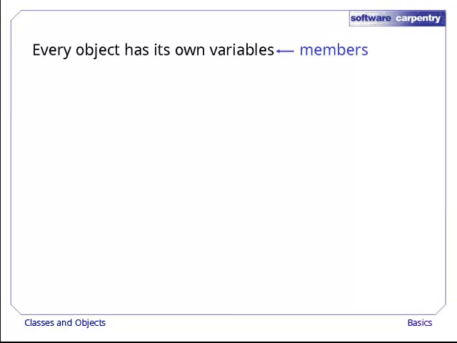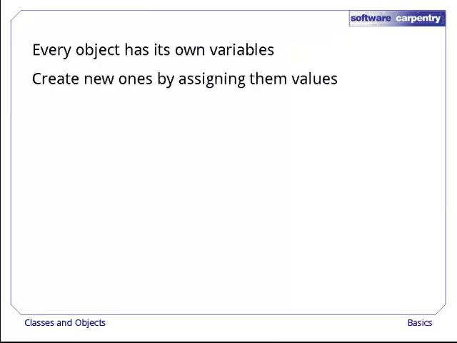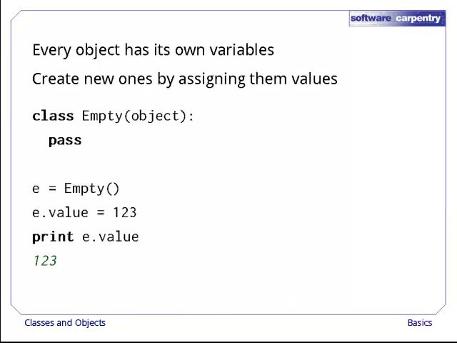The variables that belong to an object are often called its member variables, or just members, though this terminology is used inconsistently. Just like variables at the top level of a program, we can create new members by assigning values to them. As a trivial example, let's go back to our empty class, create an object of that class, and then add a member to the object by assigning something to e.value.